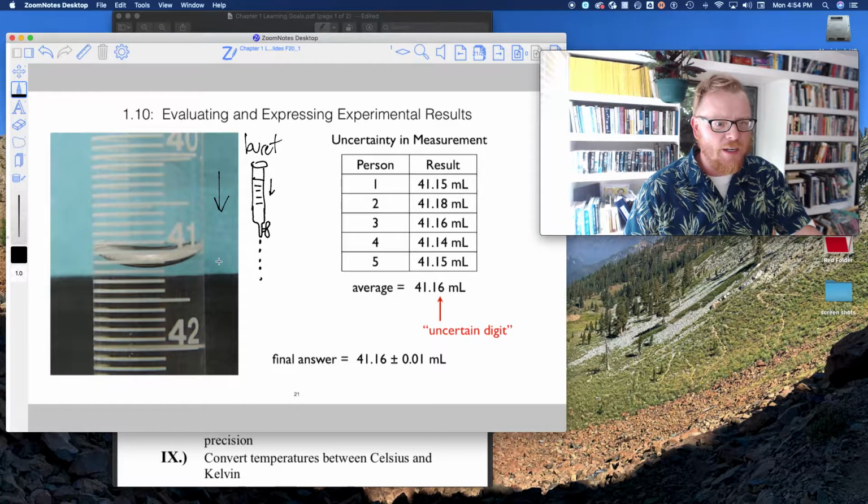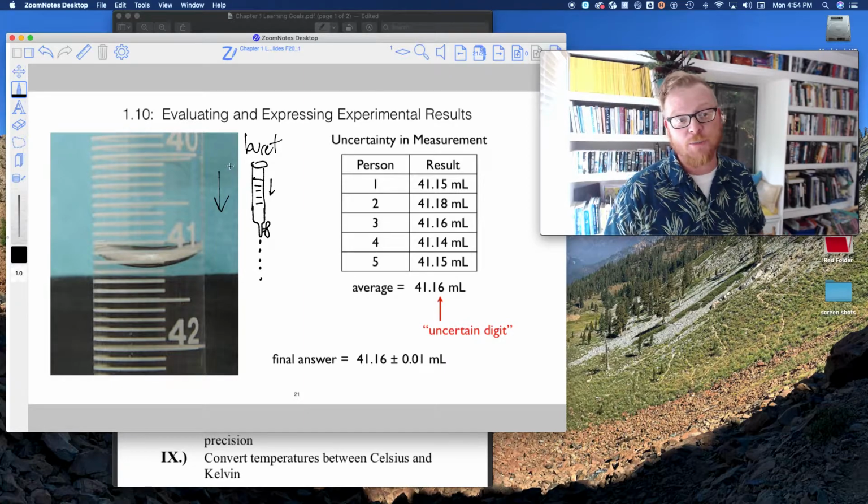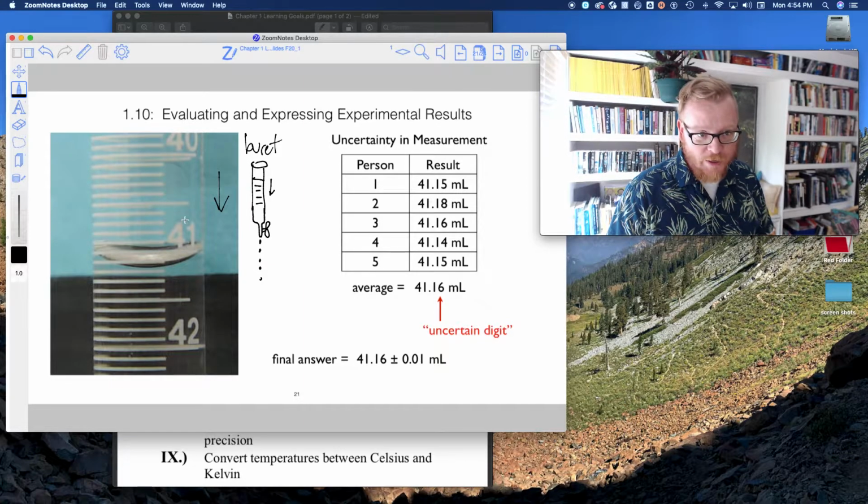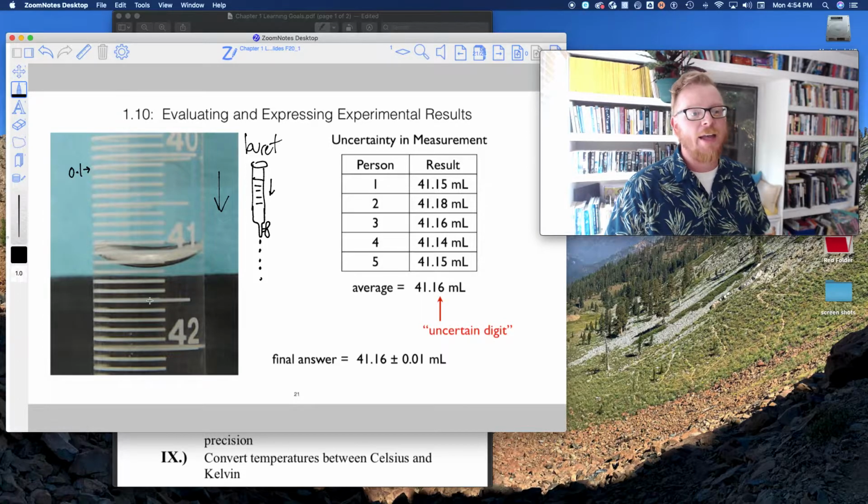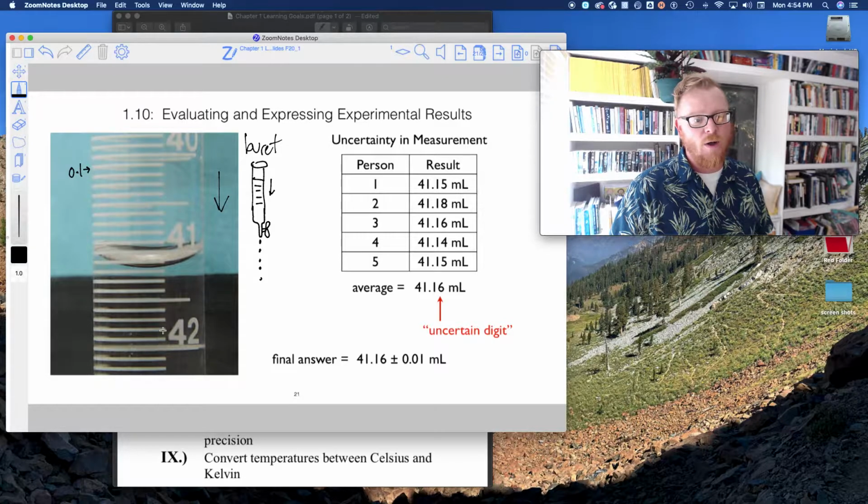So here, this big line is the 40, and this big line is the 41. If we count them, 1, 2, 3, 4, 5, 6, 7, 8, 9, 10. There's 10 graduations between the 40 and the 41. That means each one of these is 0.1 milliliters. All right? And so when I'm reading this down, this is not a 42.1, 2, 3, 4, 5, 6, 7, 8. It's not 42.8. Rather, it's 41.12.